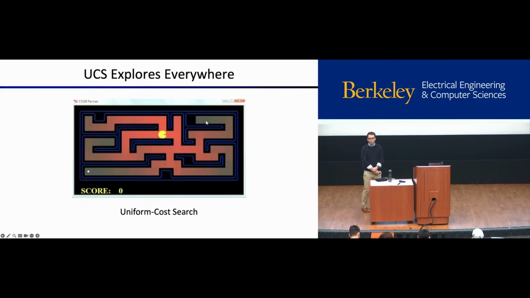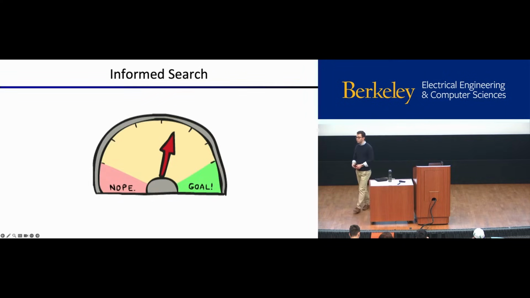And so that motivates basically all of today's lecture, which is, what if we had some way of figuring out if we're getting closer to the goal or not, right? Can we use a meter like this to help us guide the search and prune some of these less interesting branches out of our search tree?